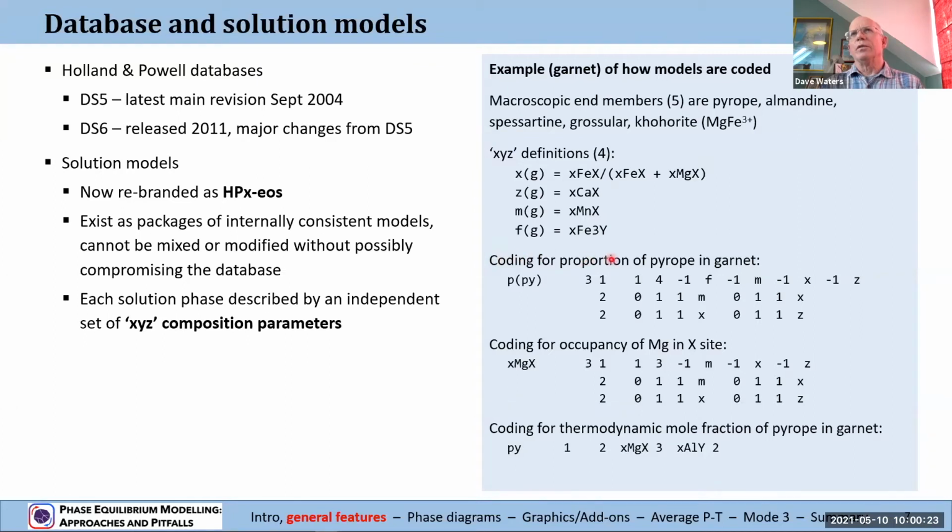There's coding in here that will give you the proportion of pyrope in the garnet, the cake slice amount of pyrope in the garnet. I've shown the example here for the mole fraction of magnesium in that large cation site, and the coding as it would be used for the thermodynamic mole fraction, ideal activity if you like, for pyrope in the garnet. You can see they look quite complicated, but they're going to be turned into algebraic expressions inside the program and used in the calculation.